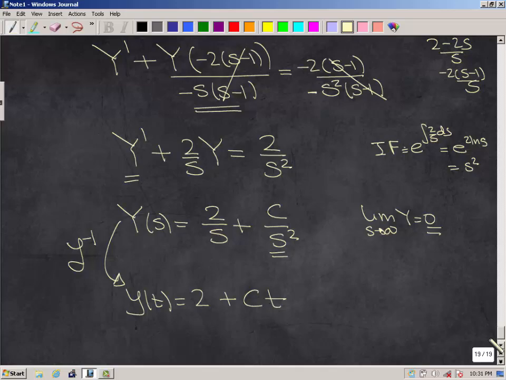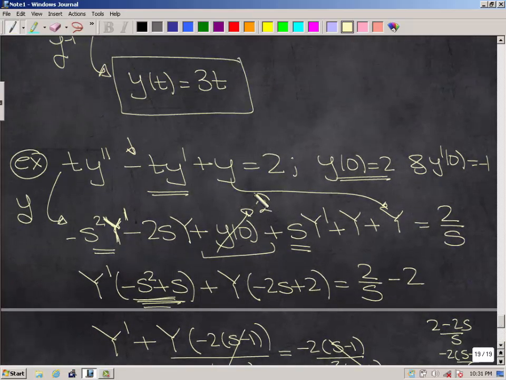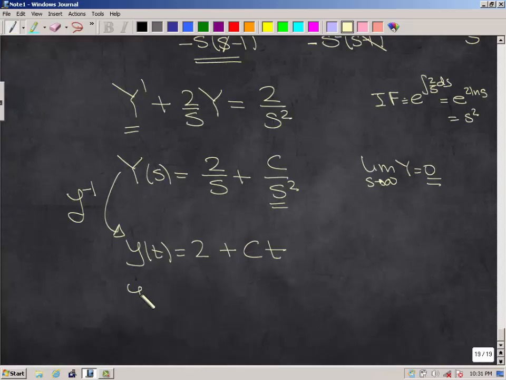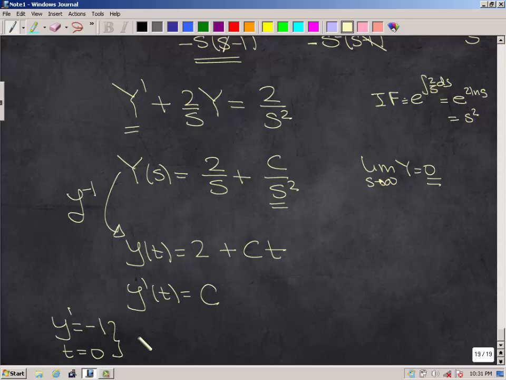How do I find c? If you recall, out here we only used one initial condition, this one. We still haven't used this one, so let's use that. To use that initial condition, I'll have to take the derivative. So let's do that. I get y prime of t is equal to c. So that tells me that y prime is equal to negative 1 when t is equal to 0. So we get negative 1 is equal to c. So what is my final solution here? Y of t is equal to 2 minus t.